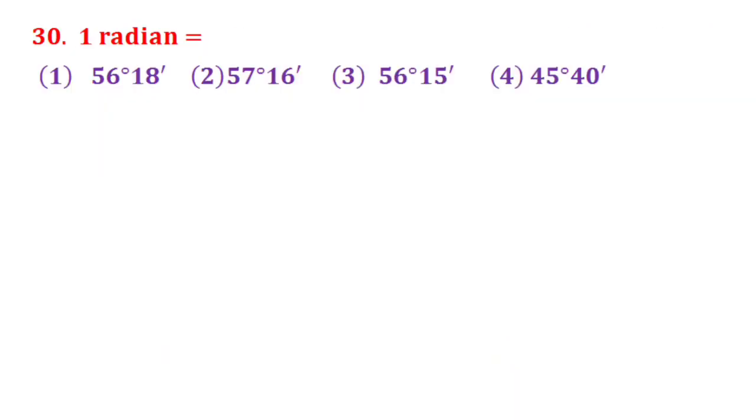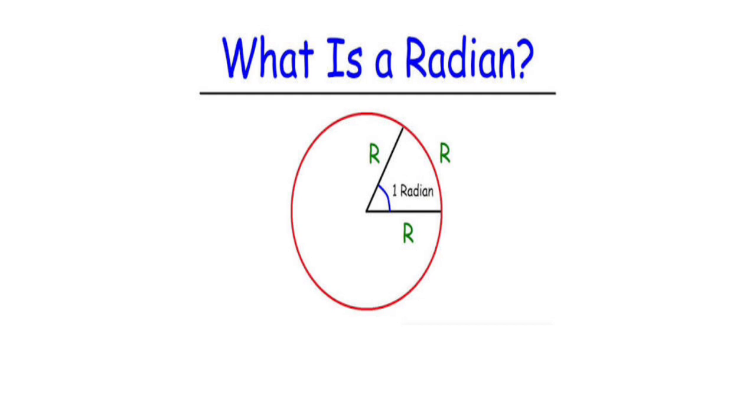Question 30: 1 radian equals to dash. Actually it is out of the textbook. This question is available in the old maths textbook, not in the new maths textbook. So what is the meaning of radian? I will explain. Here is a diagram for the radian.